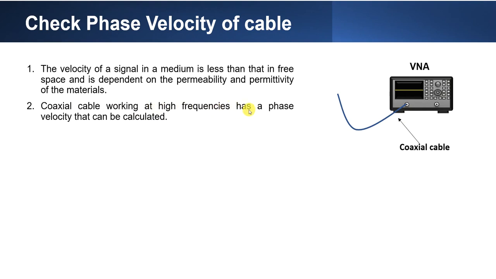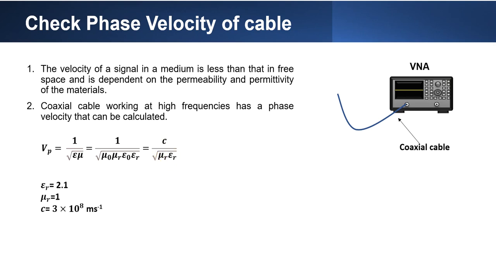So a coaxial cable working at high frequency has a phase velocity that can be calculated. We are going to calculate the phase velocity for the coaxial cable. Here is the formula: phase velocity is equal to 1 over the square root of permittivity and permeability. Expanding the permeability and permittivity, the speed of light is divided by the square root of mu and epsilon. We know the Teflon dielectric constant is 2.1, and mu is equal to 1 because it is a non-magnetic material. The speed of light is 3 times 10 to the power of 8. So we get a phase velocity equal to 2.07 times 10 to the power of 8.